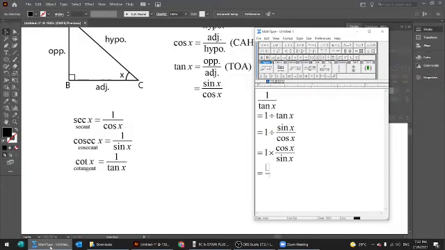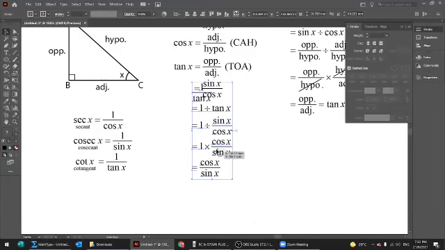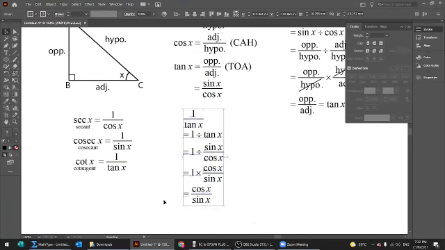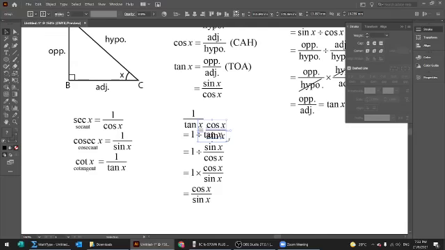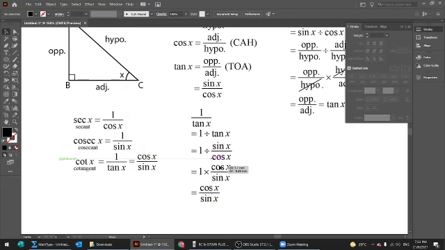So if you want to write cotangent x, it can also be written as cosine x over sine x. You see, it's inverse. Tangent is sine over cosine. Cotangent, because it is 1 over, becomes cosine over sine. Just flip it.